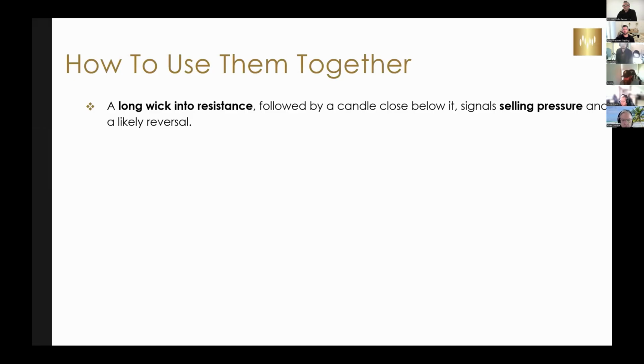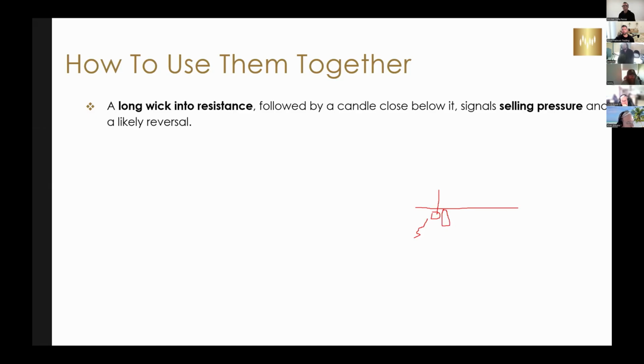A long wick into resistance, followed by a candle close below it, will signal selling pressure and a likely reversal. So we've got resistance here. We've got a long wick into resistance. Price is moving up, up, up, up, up. Then we've got a candle, and then we've got a long wick into resistance, followed by a candle close below it. That signals selling pressure and likely reversal.